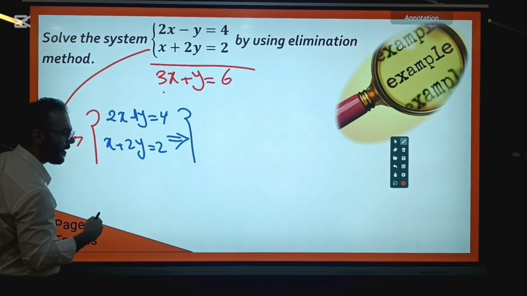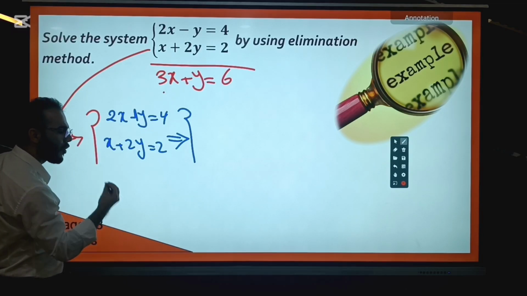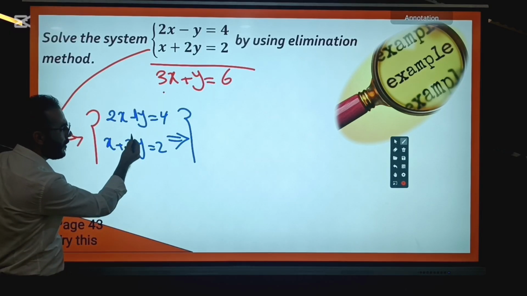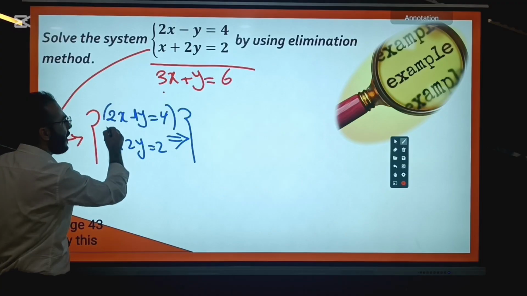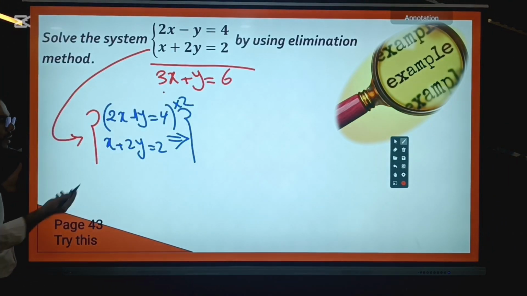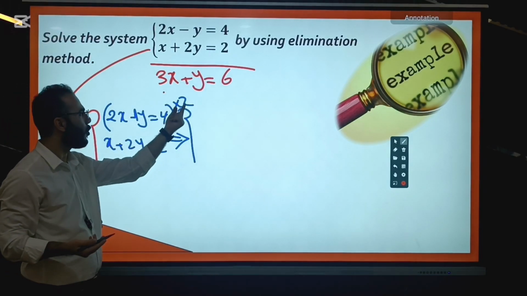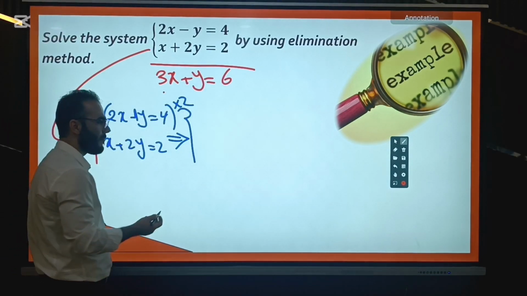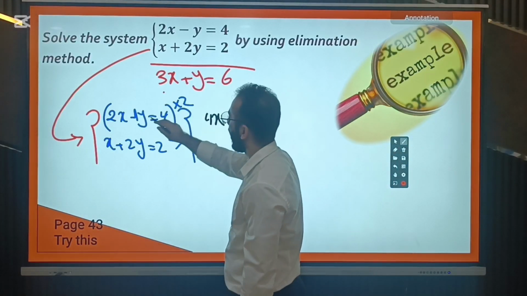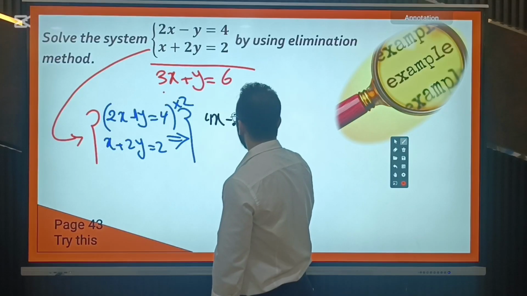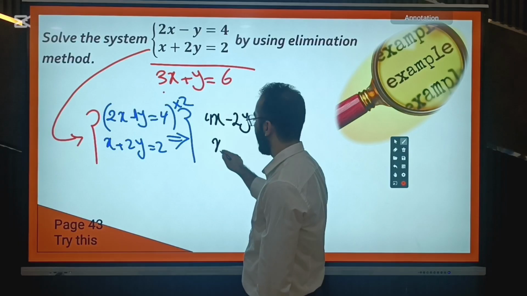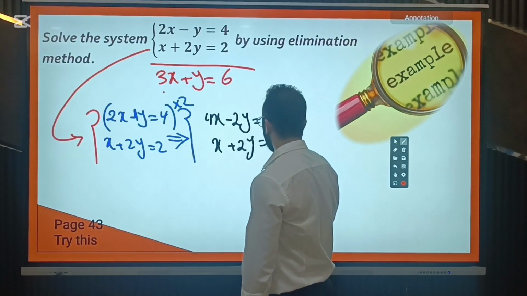We said that elimination will happen when the coefficients of that variable are equal and opposite. So here it is 2. How can we make 2 here? By multiplying by 2. And since the signs are opposite, that's better for us. One is positive, the other one is negative. So multiply the whole equation by 2 and see what will happen. 2 times 2x, 4x. 2 times negative y equals negative 2y. 2 times 4, 8. And rewrite the second equation, x plus 2y equals 2.